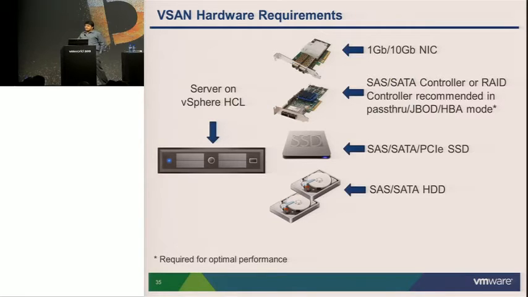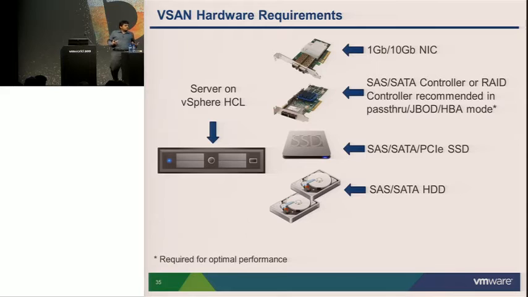vSAN requires either a SAS or SATA controller, essentially an HBA, for connecting the hard disks to the host. We will also support RAID controllers. The point to note here about RAID controllers is that it's recommended to have those RAID controllers on the server in a JBOD mode or a pass-through mode. Some of them call it pass-through mode, some of them call it JBOD mode.